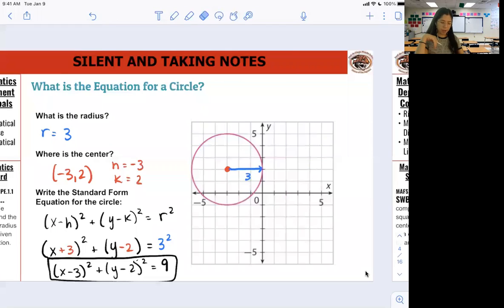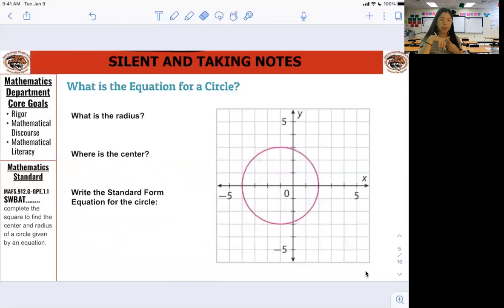Okay, try another one, this time on your own. So find the radius, find the center, and then we're going to write the equation. Take about a minute.